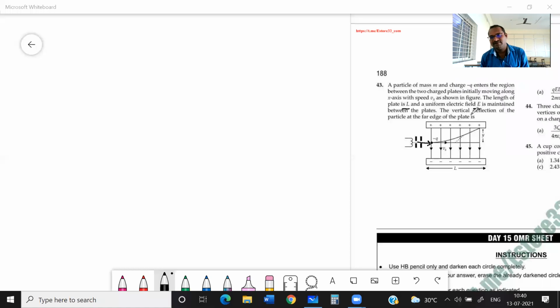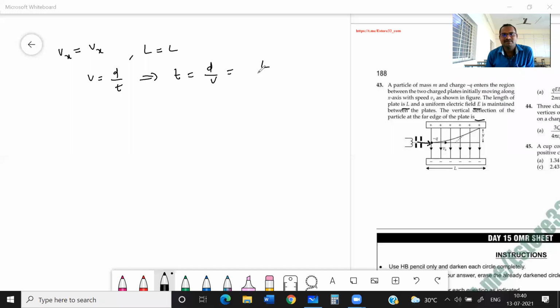The vertical deflection of the particle at the edge of the plate is, as deflection is how much? Initially the horizontal velocity is given, that is Vx, and the length of the plates is given, L. So to cross this plate, how much time will it take? As you know, velocity is distance by time, so the time it will take to cross is distance by velocity. Distance is the length of the plate, velocity is Vx. This much time the particle will take to cross the plates.